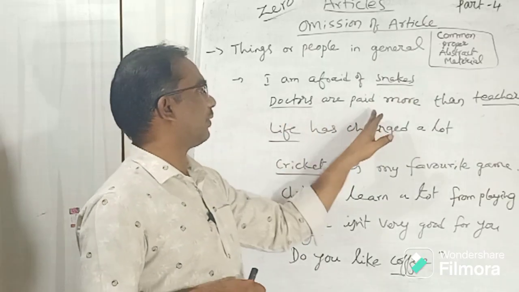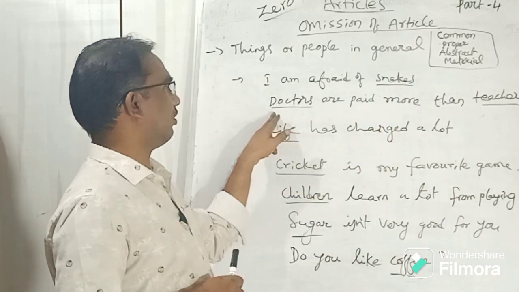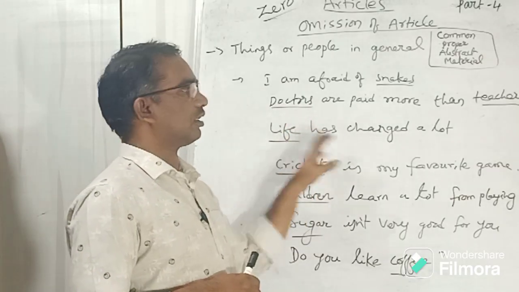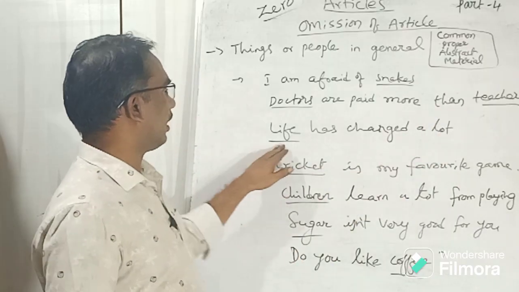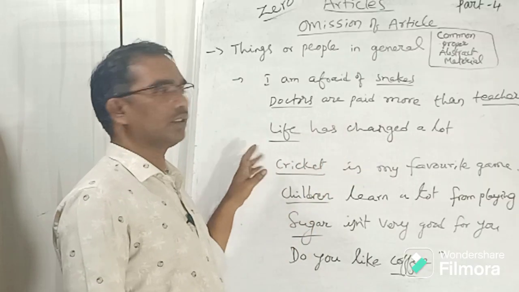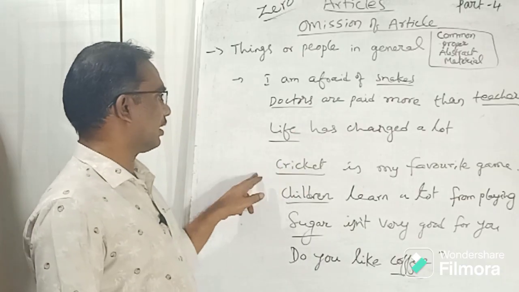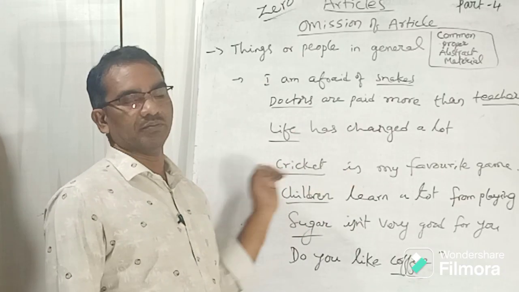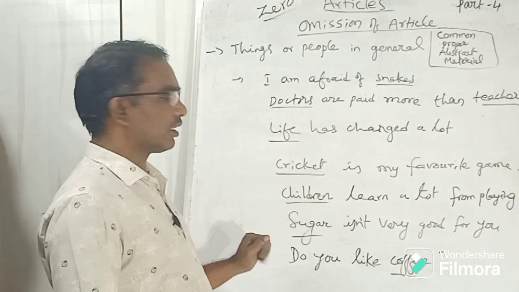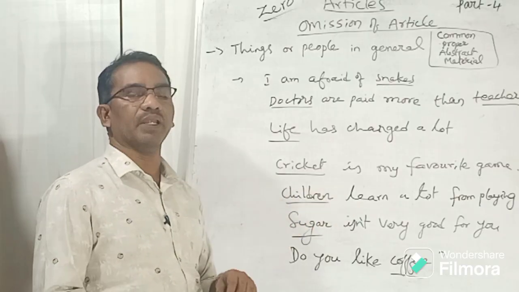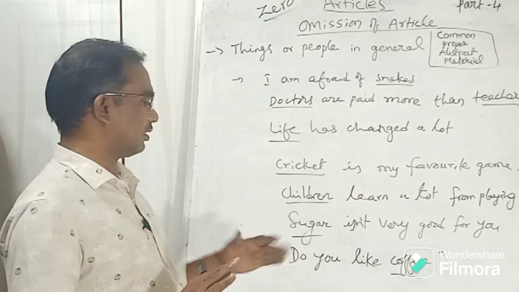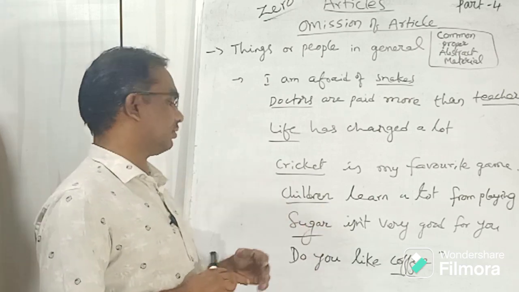Doctors are paid more than teachers. General. So not a particular doctor, not a particular teacher. Life has changed a lot. Abstract noun. So here no article is required. Cricket is my favorite game. Cricket is a common noun. No article is required. Children learn a lot from playing. Common noun, so not a specific person. In general, children means general here. So no article is used.